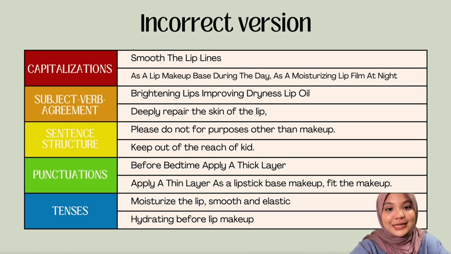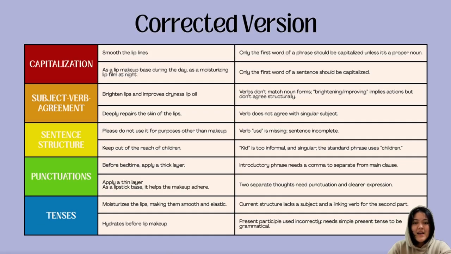All these errors in the first product description can reduce clarity and can affect how customers understand and trust the product. And we shall now move to the corrected version of the first product description errors. Next, I will be talking about the corrected version.